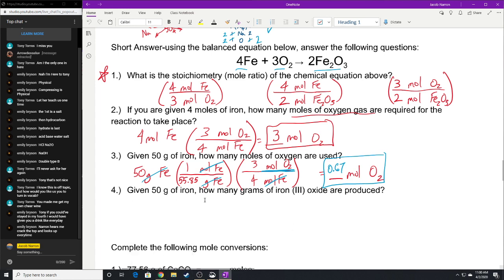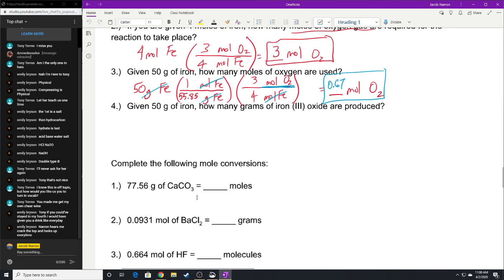All right, given 50 grams of iron, how many grams of iron(III) oxide are produced? We're practically doing the same thing, but instead of looking for moles of something, we need to find grams of something else. So this last one is the hardest one. They're still giving us something to start with, 50 grams of iron, but now they're asking how many grams of Fe2O3 we are going to end up having. So we've got a ways to go.